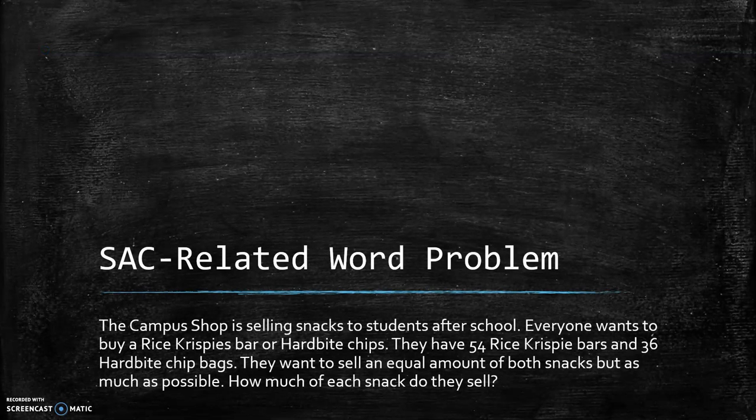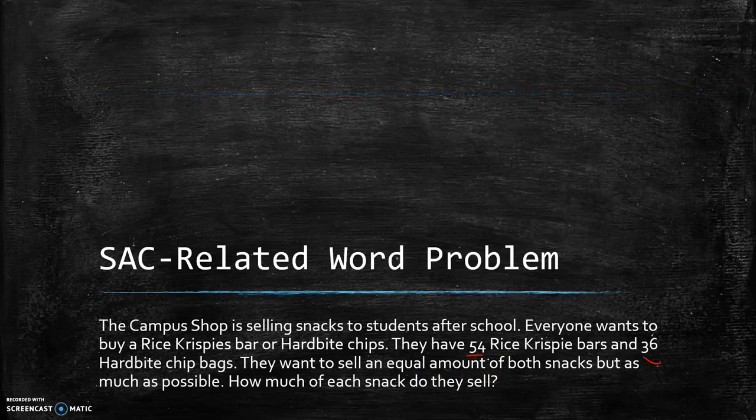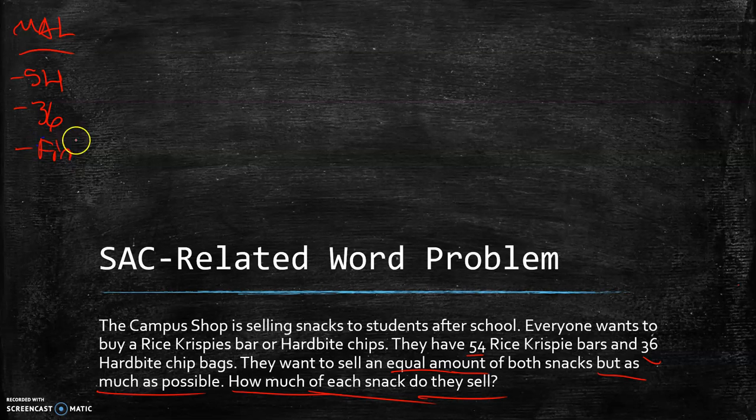So now that you know some basic info, how to find the GCF, and how to avoid some common mistakes, let's do a SAT-related word problem. First, we have to underline the key information, which is this, as much as possible in the question. Then we would make a list of this important information. And since the question said they want to sell an equal amount of both snacks but as much as possible, that means we have to find the GCF. Now there are 2 methods you could do for this.